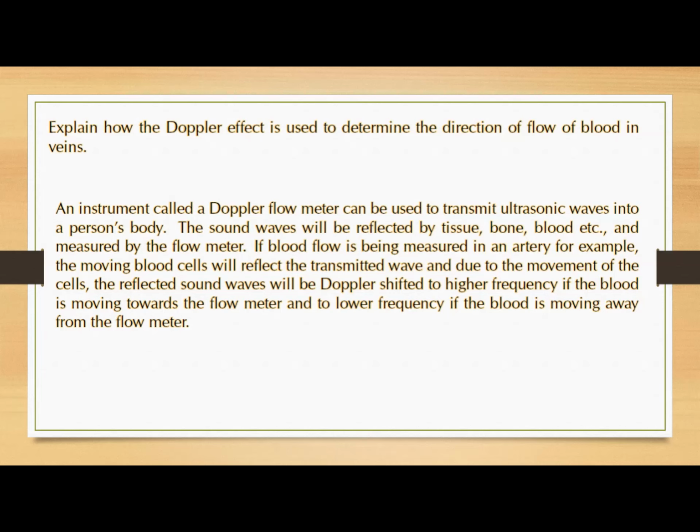So if the blood flow is being measured in an artery, for example, then the moving blood cells will reflect the transmitted wave. Depending on how these cells are moving, the reflected sound waves will be Doppler shifted. If the blood is moving towards the flow meter, it will be Doppler shifted to a higher frequency. If the blood is moving away from the detector, you're going to have a lower frequency. In that way, you can determine which direction the blood is flowing in the veins.